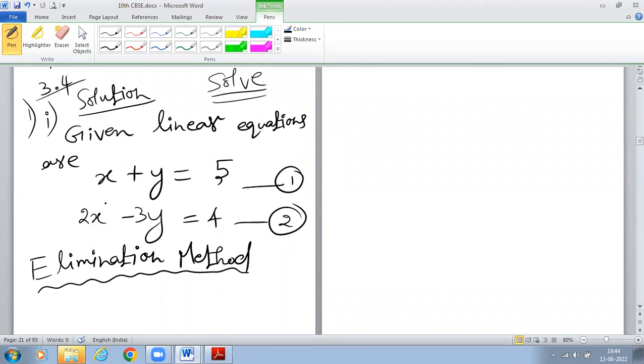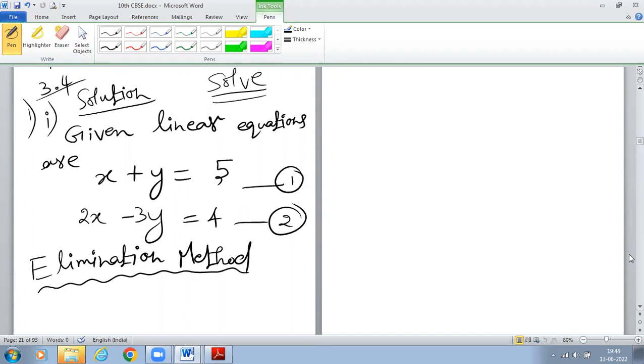Now, here both x and y have no same coefficient for the two variables. In this case, we have to think about eliminating x or y. I'm going to choose y because the sign of y in the first equation is plus and the sign of y in the second equation is minus. Since both the equations have different signs for y, that is plus y and -3y, I'm going to eliminate y from these two equations.